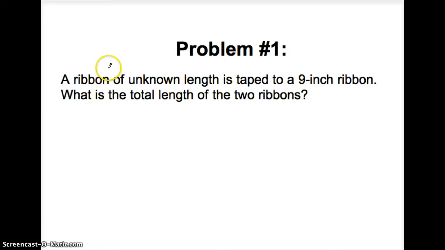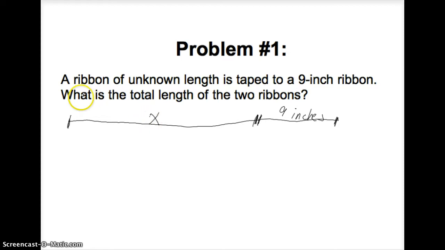A ribbon of unknown length is taped to a 9-inch ribbon. Okay, let's draw that. A ribbon of unknown length is taped, so that means attached, right, to a 9-inch ribbon. And we can label this 9-inch ribbon because we know how long that is. So that's 9 inches, and we don't know this. This is unknown, so we can call it X, we can call it Y, whatever you want.